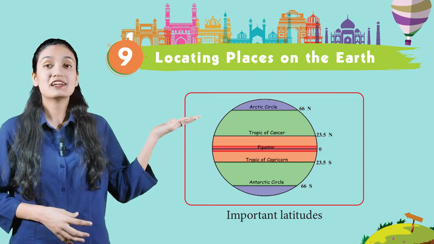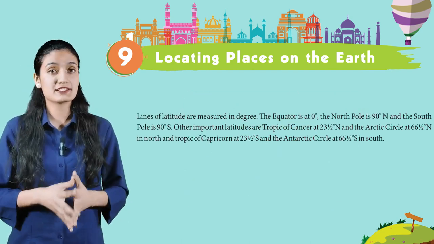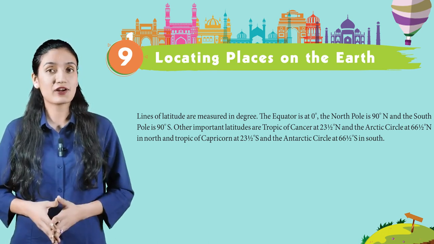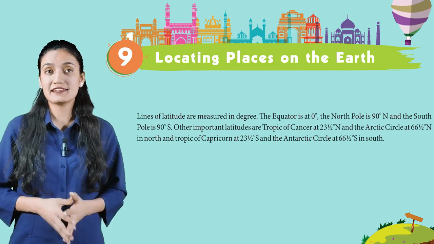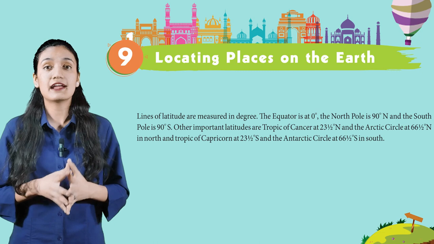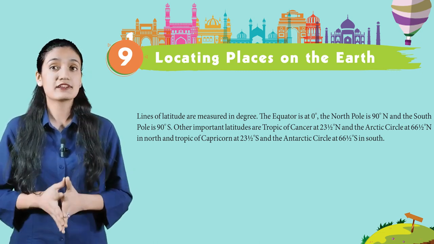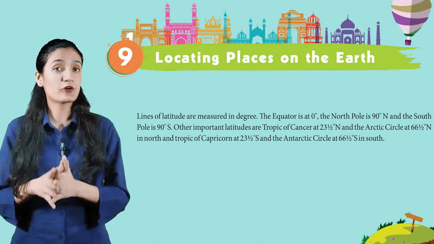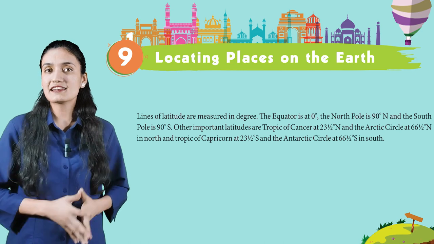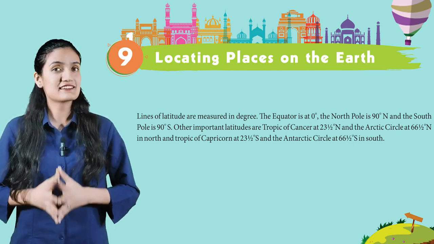Here you can see in the picture important latitudes. Lines of latitude are measured in degrees. The equator is at 0 degree. The North Pole is 90 degree north and the South Pole is 90 degree south. Other important latitudes are the Tropic of Cancer at 23 and a half degree N and the Arctic Circle at 66 and a half degree N in the north, and the Tropic of Capricorn at 23 and a half degree S and the Antarctic Circle at 66 and a half degree S in the south.